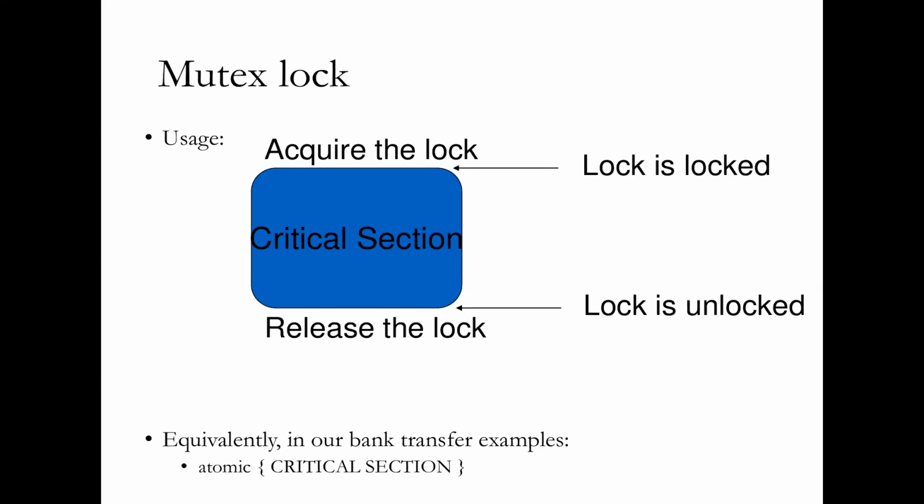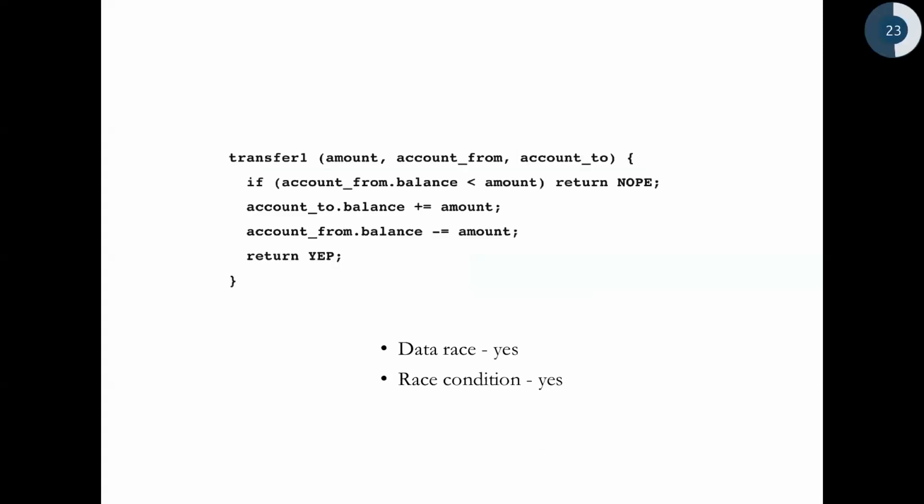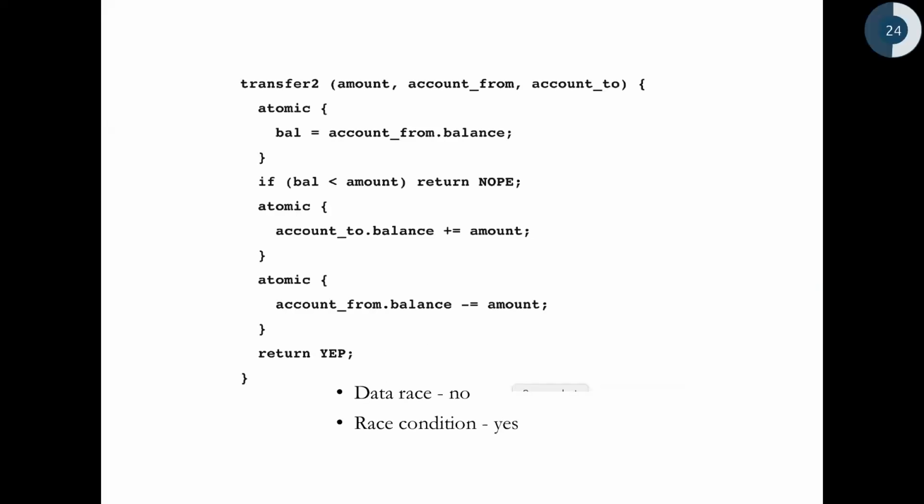Also, in our previous examples, we saw this atomic construct, which would be analogous to having a critical section. That's something that should be executed in a mutually exclusive manner. So just recall the examples that we looked at last time. There we had a data race, but there was also a race condition. So how did we solve it?